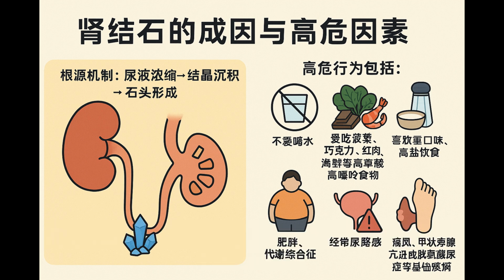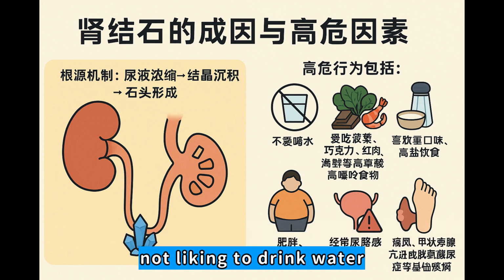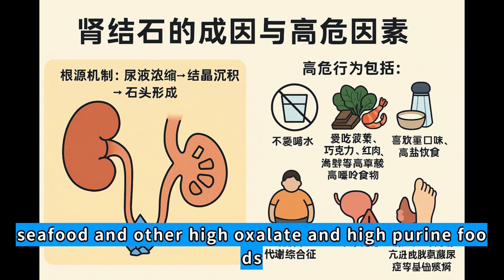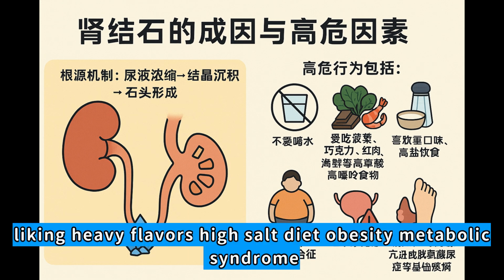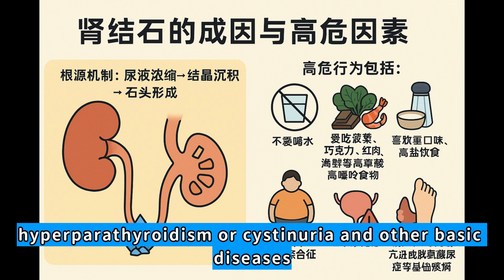Part 3. Causes and high risk factors of kidney stones. Root mechanism. Urine concentrated, crystals deposit, stones form. High risk behaviors include not liking to drink water, loving to eat spinach, chocolate, red meat, seafood and other high oxalate and high purine foods, liking heavy flavors, high salt diet, obesity, metabolic syndrome, frequent urinary tract infections, gout, hyperparathyroidism or cystinuria and other basic diseases.